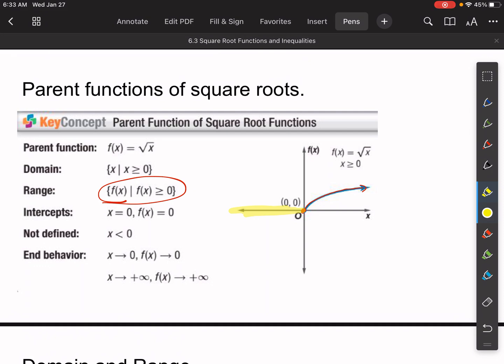And then for the end behavior, we know that as x goes to 0, f of x goes to 0. What that means is, as we're going this direction, as x goes to 0, so does our function. And then as we go the other way off to infinity in the x direction, we also go to infinity in the y direction as well. All right, just very, very slowly as we go on.